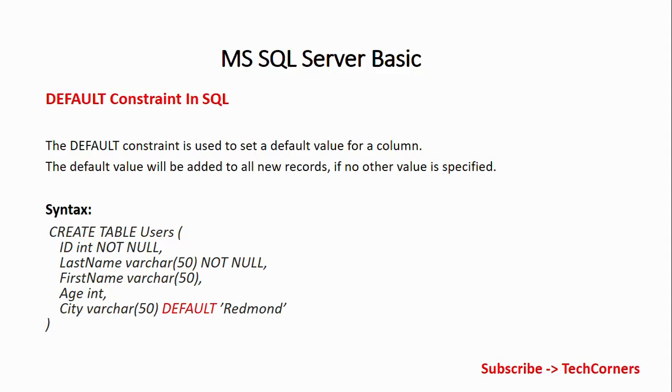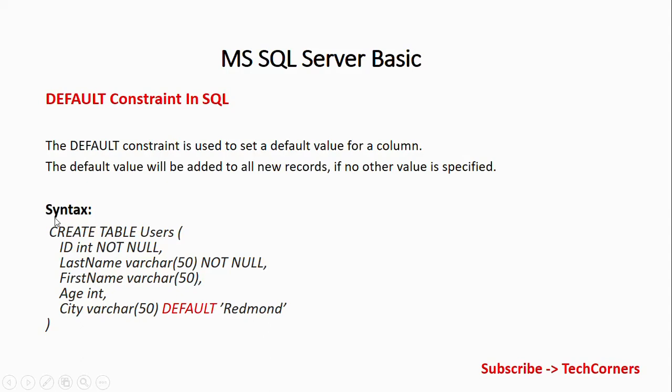In this video, we'll learn the use of default constraint in SQL Server. So the default constraint is used to set a default value for a column. The default value will be added to all new records if no other value is specified.